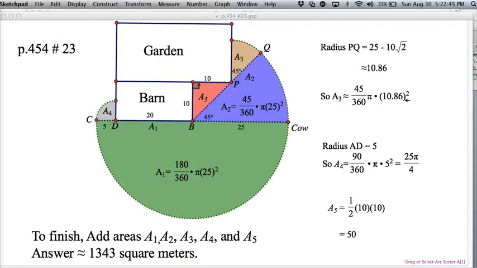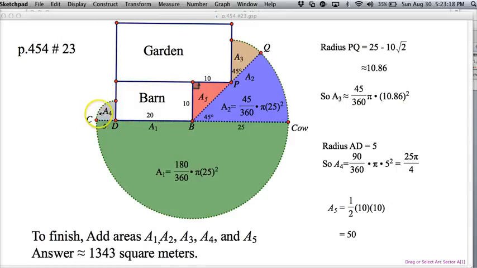From there we start to think of what happens when the cow goes in the other direction. Again, the leash or chain is 25 meters in length. So the cow has pretty much free range to walk a semicircle in this direction. So a semicircle would be 180 over 360, and we're talking about the circle that has a 25-meter radius, so pi times 25 squared.